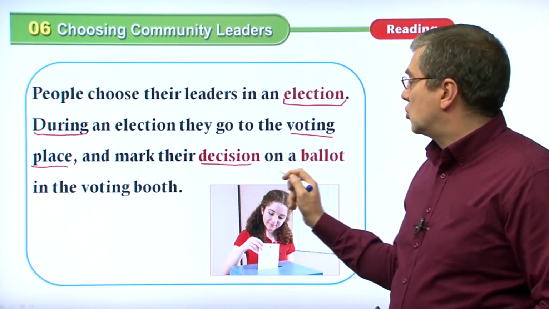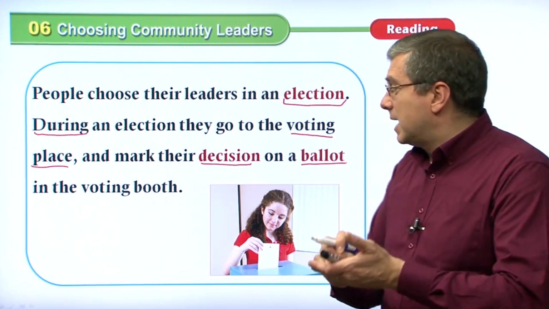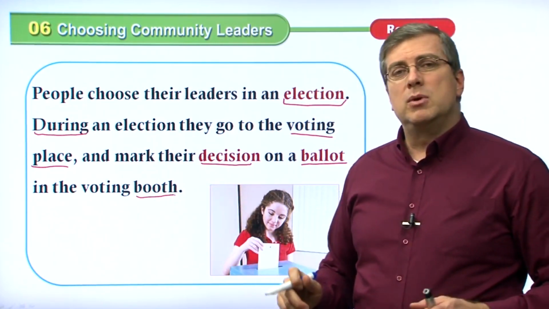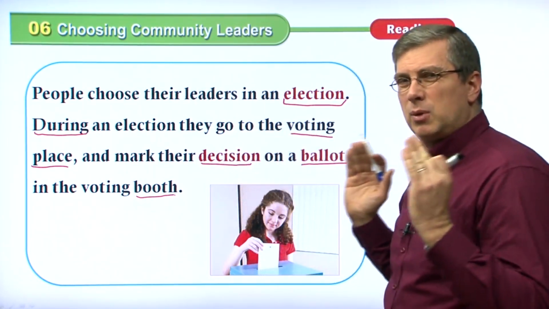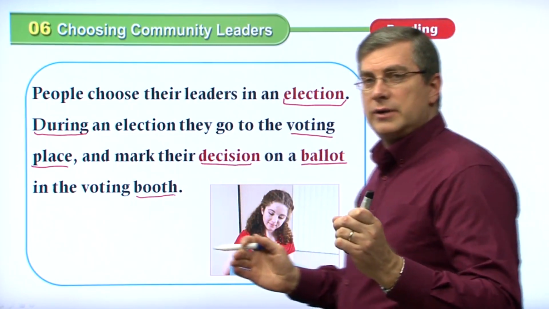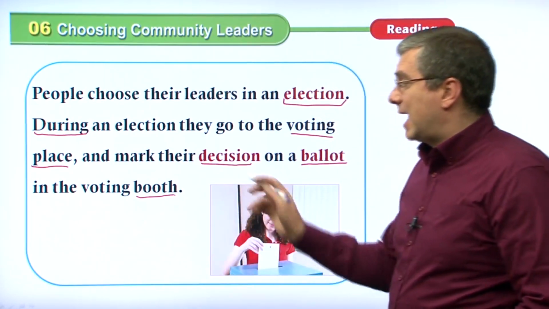Remember, a decision is a choice on a ballot. A ballot is the piece of paper that people mark. In the voting booth. We didn't talk about booth before, but a booth is basically a place where you walk in. It's a small, usually temporary, room. You pull a curtain across, you step inside, you pull the curtain back, and you mark your ballot. And then you cast your ballot.